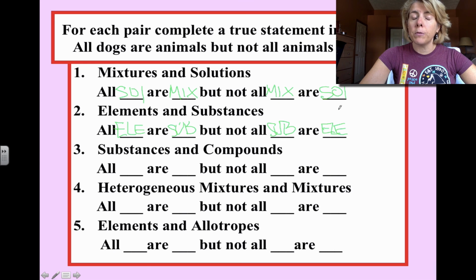Okay, so you're going to do 3, 4, and 5 on your own, and don't be surprised if you see one, if not all of them, on your video assessment.